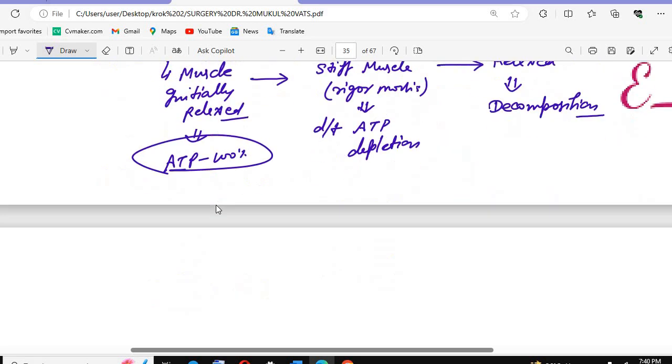What is the onset of rigor mortis? The onset of rigor mortis is 60 minutes. So remember, the onset of the stiffness is at 60 minutes, or 1 hour. Okay, is that clear?